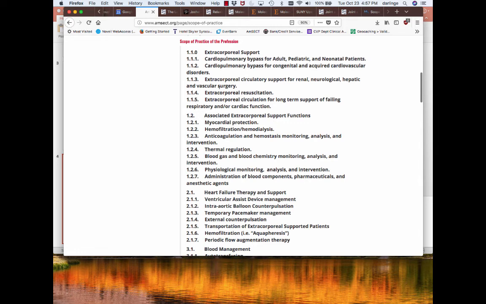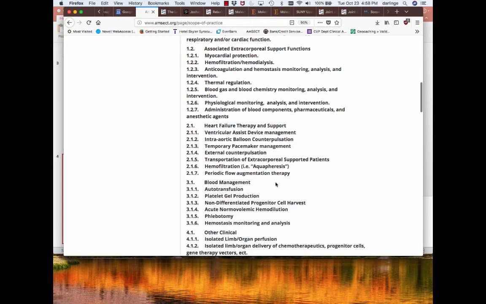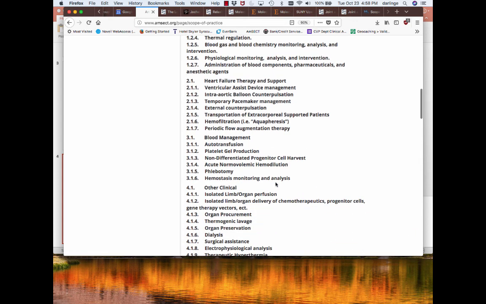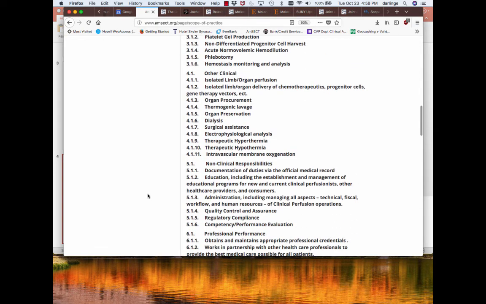You can see a lot of extracorporeal and cardiopulmonary bypass words. These are anything with tubing and blood in them, and you can see even associated extracorporeal support functions. That's kind of like a clearinghouse basket. But I want you to look through this. In class, I want you to tell me what you don't understand here as far as the scope of practice, and we can discuss it there.